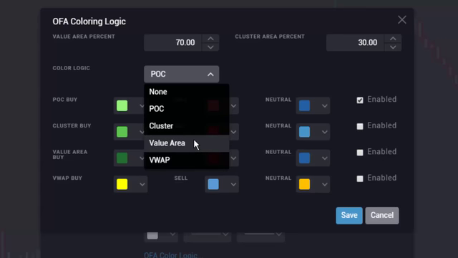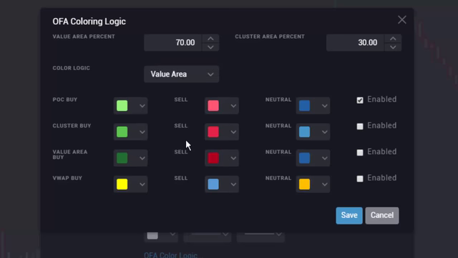Cluster and value area produce a range within the period, and the logic uses the high and low price of that range. So, for a value area color logic, if the last trade price of the period or the close price of the period is greater than the value area high price, the enabled elements will be classified as buy elements, shown in green. If the last trade price or close price of the period is below the value area low price, the enabled elements will be shown in a red color, classified as selling periods.